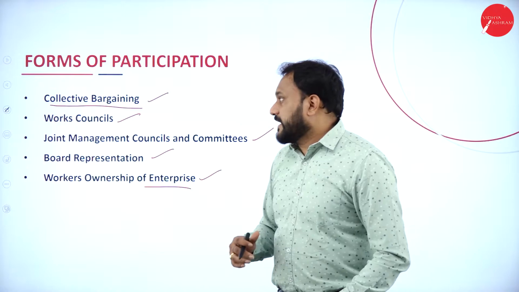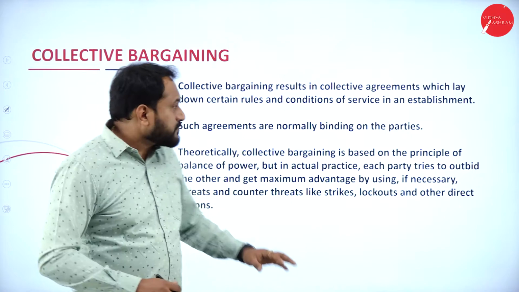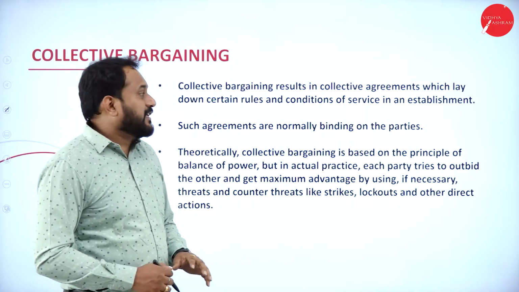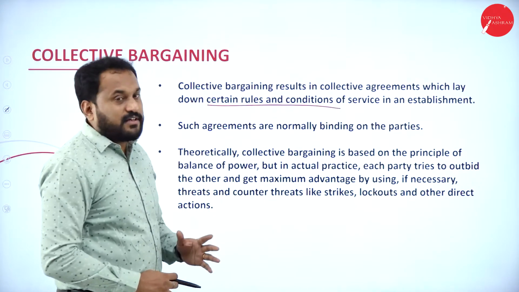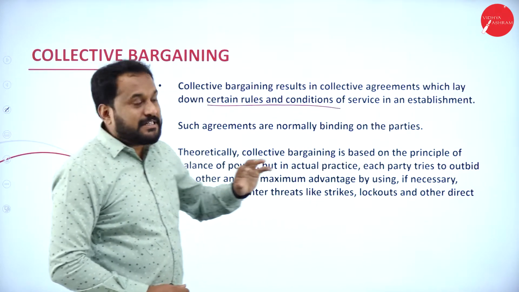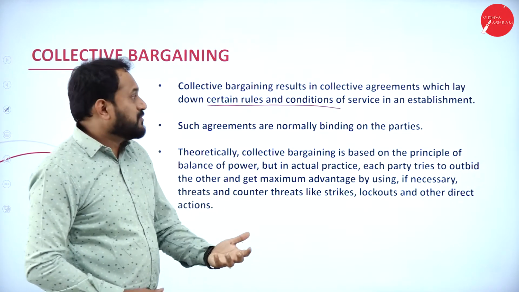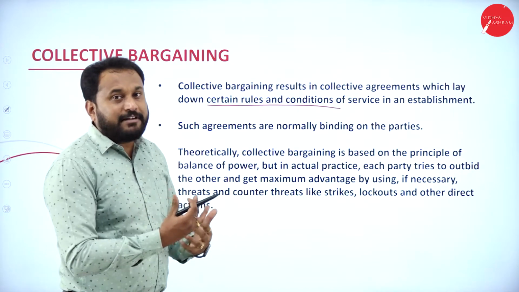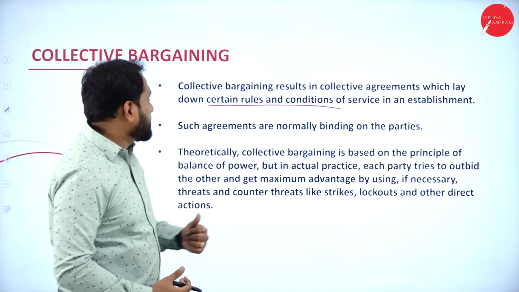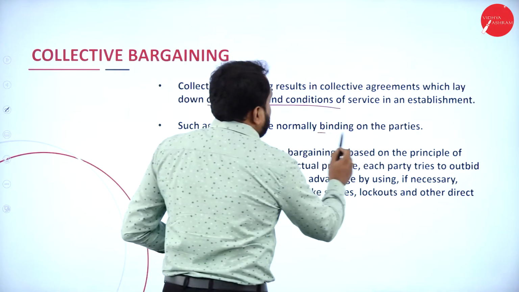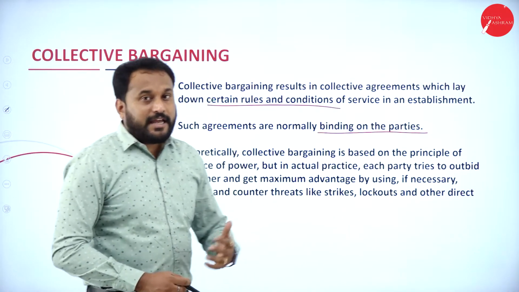So what exactly is collective bargaining? Collective bargaining results in collective agreements which lay down certain rules and conditions of service in an establishment. That means collective bargaining results in a collective agreement. So both the parties will have an agreement saying what I'll be giving, and what your contribution is. Such agreements are normally binding on the parties. So there are two parties, that is the employer and the employees.